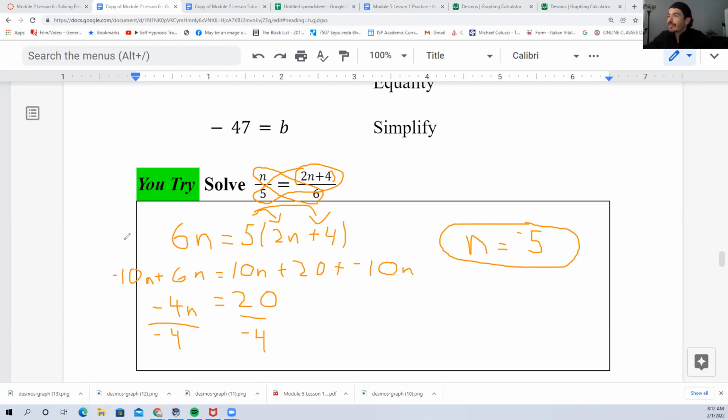Okay, so n is equal to negative 5 on this U-try. Is that what you got? I hope so. If not, see where you went wrong. If you're so confused, send your teacher an email.